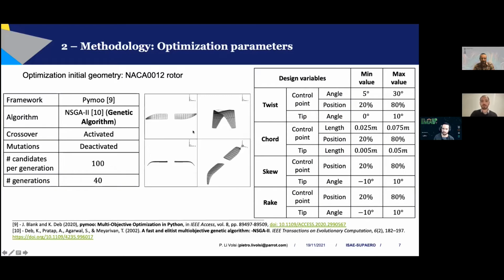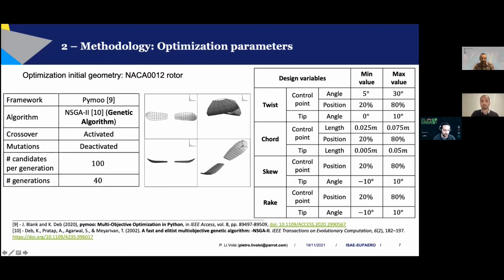Since both aerodynamic and acoustic software are coded in Python, we chose PyMOO as the optimization framework and the genetic algorithm NSGA-II, since we wanted to run multi-objective optimizations and get the Pareto front. In this optimization, we activated the crossover and deactivated the mutations. For our optimizations, we ran 40 generations, each with 100 candidates.